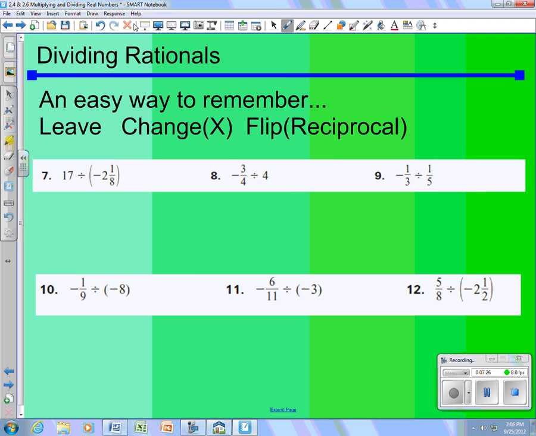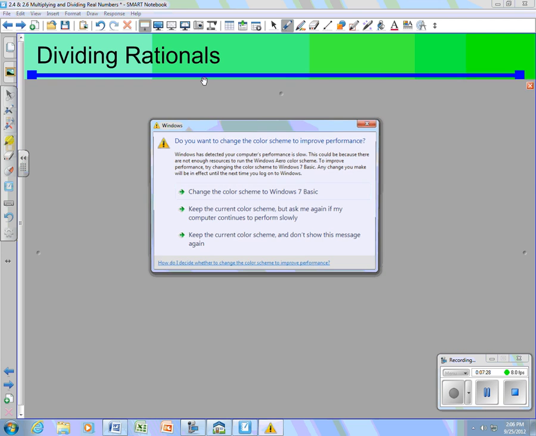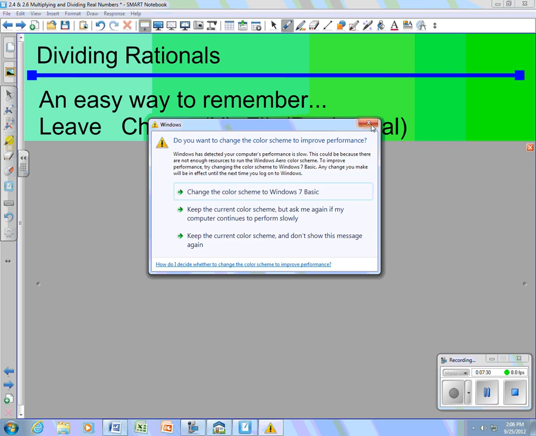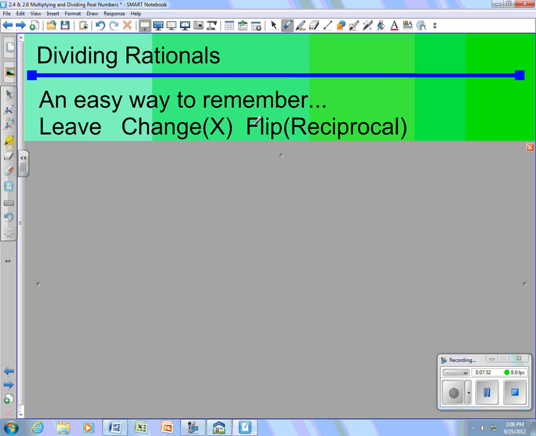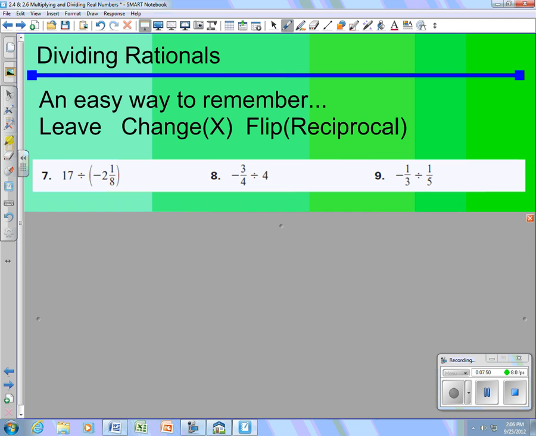An easy way for you to remember this is something I call leave, change, flip. All right? So what it means is this. We're going to leave the first number. We're going to change the division to multiplication. All right? And we're going to flip, or take the reciprocal of, the second number. Leave, change, flip. It's a way to help you remember how to divide fractions. All right, so let's look at this in a couple of examples.